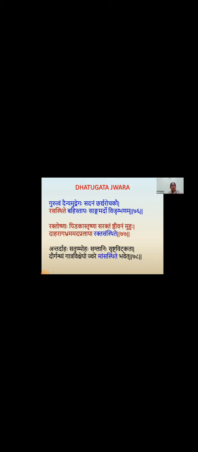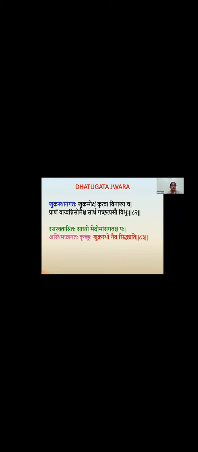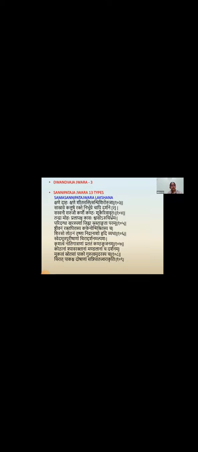And moving on to the other types, there is also mention of Dvandvaja jvara. You can read it directly from the text. And Sannipataja jvara, once again, prognosis-wise is very bad, because of the combination of 3 doshas. Here, as we know, there is involvement of all the 3 doshas, but there is a Taratama Bheda.